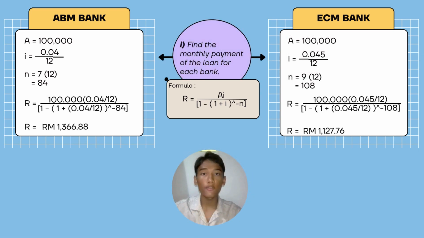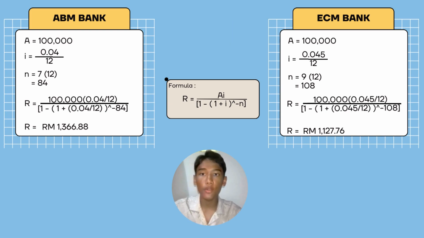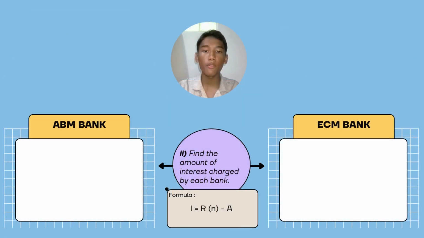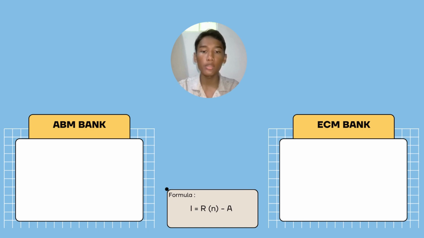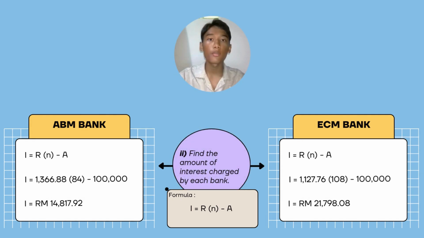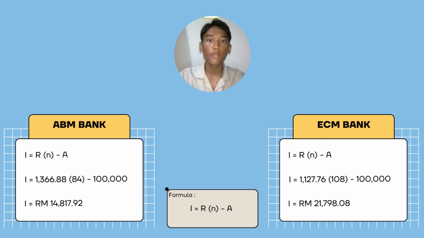After that, we put all the information into the formula, and we will get the monthly payment for ABM Bank is 1,366 ringgit and 88 cents, and for ECM Bank is 1,127 ringgit and 76 cents. Next question, Roman 2. Find the amount of interest charged by each bank. For this question, we use the formula I equals R times n minus A.